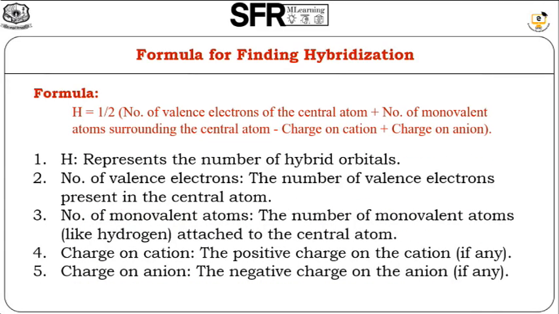The second method is the usual method. H represents the number of hybrid orbitals. H is equal to half of the number of valence electrons of the central atom plus the number of monovalent atoms surrounded by the central atom, plus or minus the charge. If the molecule is a cation, we subtract the charge of the cation. If the molecule has an anion, we add the charge of the anion. So, H represents the number of hybrid orbitals. Next, we calculate the number of valence electrons and the number of monovalent atoms attached to the central atom. Then, we find whether the molecule contains cations or anions.